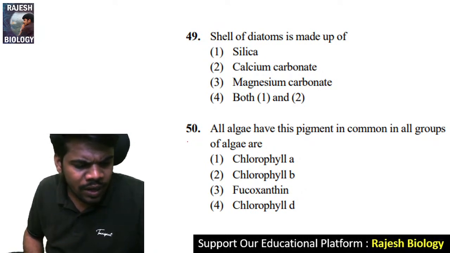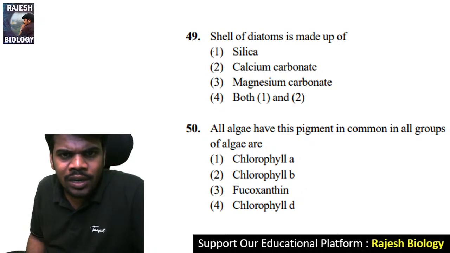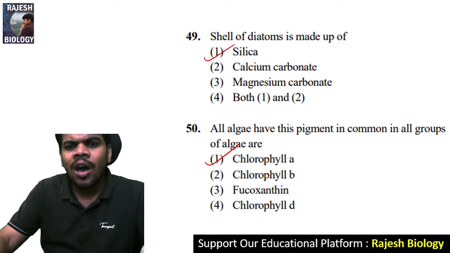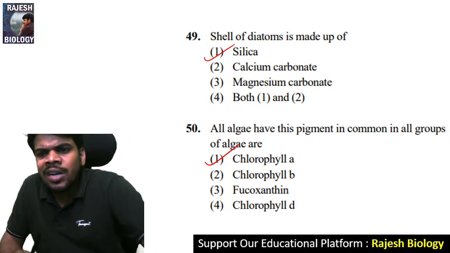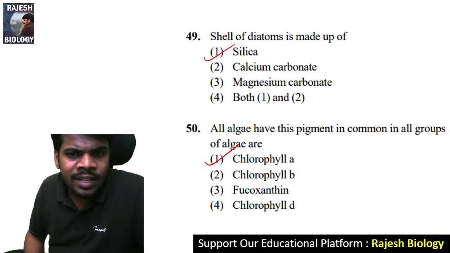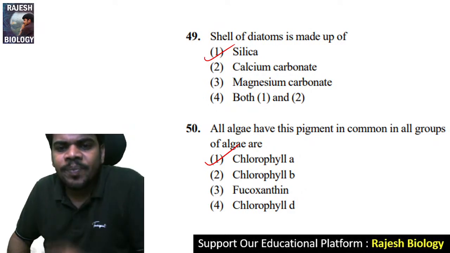Now come to the 49th question. Chinnu, you are right. Jnaneshwari also right. And Jnaneshwari, Chinnu, you are not only correct in 49th, you are right in 50th also. Shell of diatoms is made up of silica. All algae have which type of pigment in common? Chlorophyll a. Chlorophyll a is present in all the types of algae.